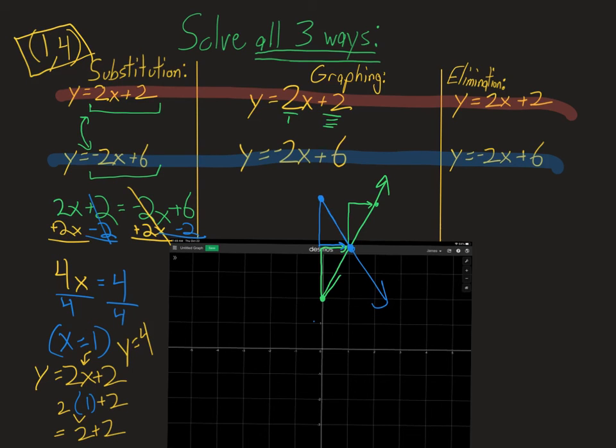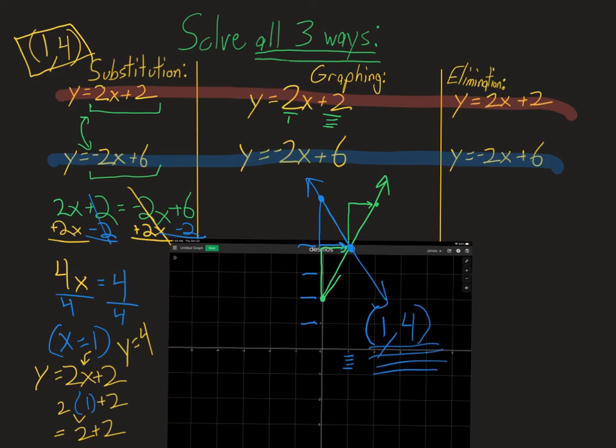You're just a little bit off the edge of the graph, but hopefully we can see I've got an x value of 1, and I've got a y value of 1, 2, 3, 4. And hey, it worked out. I've now solved my system by graphing as well, getting the same solution.